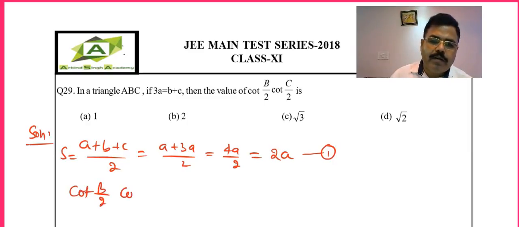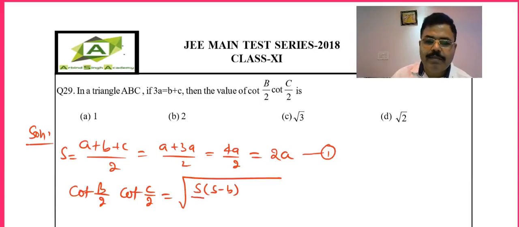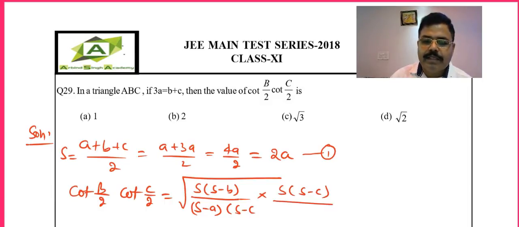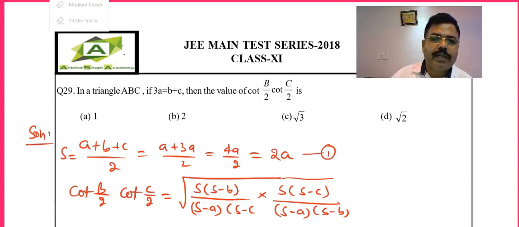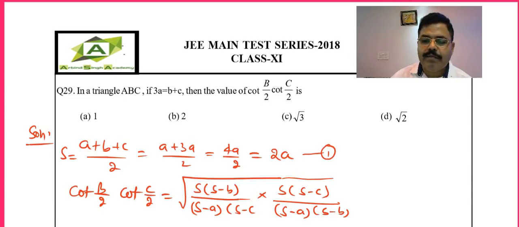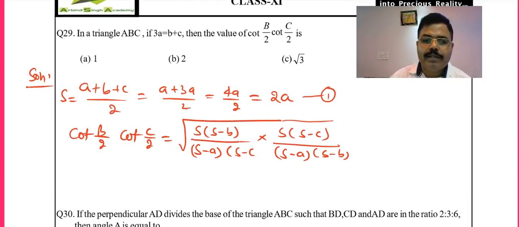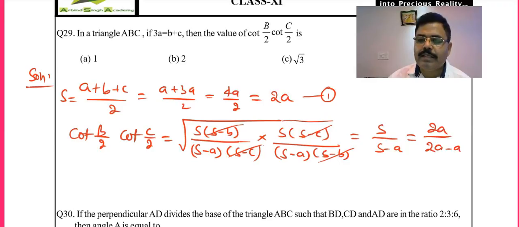Now cot B by 2 and cot C by 2 can be written using the half angle formula. Cot B by 2 is nothing else but the square root of S into S minus B upon S minus A, S minus C. Similarly, cot C by 2 is the square root of S into S minus C upon S minus A and S minus B. Both are in one square root, so I can write both together. You got it? Now you will see that these cancel out. S minus B, S minus C cancel, S minus C also cancels. So what is left? S into S, S square, comes outside the root, over S minus A into S minus A, S minus A squared. And S is 2A, and this is 2A minus A. So finally that will be 2A upon A, which is 2.